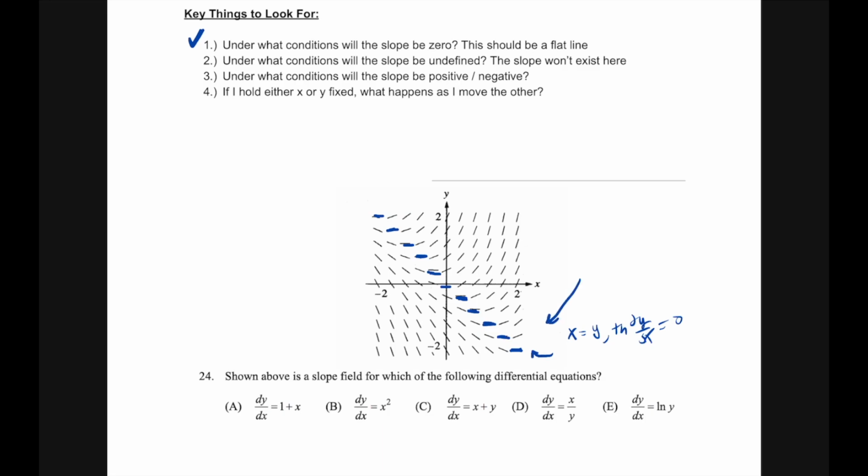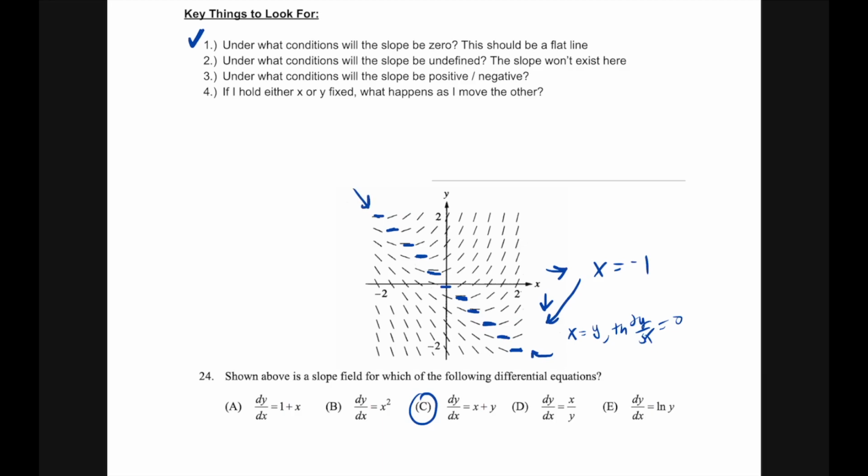This is if x equals negative y, right? Because the x numbers are positive and the y numbers are negative. And so if x equals negative y, the derivative is 0. That's actually only going to be true for C, right? So if you could really nail that one, that's only going to be true for C, right? C is the only one here.